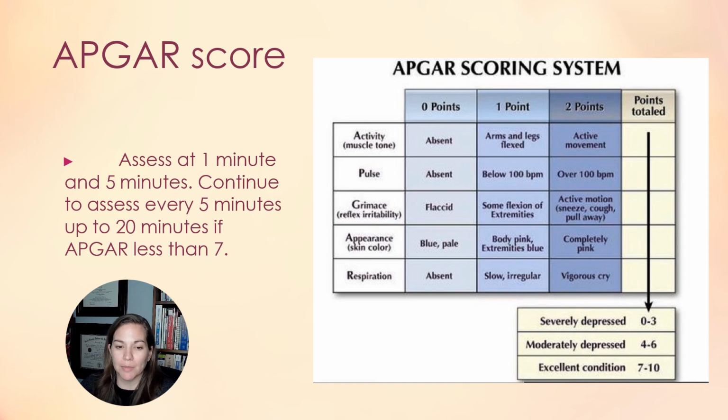All right, and then respiration. So if you have a baby or you see like a word problem that's talking about how the baby is crying vigorously, then that refers to the baby's respirations, because in order to cry vigorously, you have to be able to breathe very well. And so a vigorous cry gets 2 points. No cry is 0 points. And if it's slow or irregular, that is 1 point. Okay.